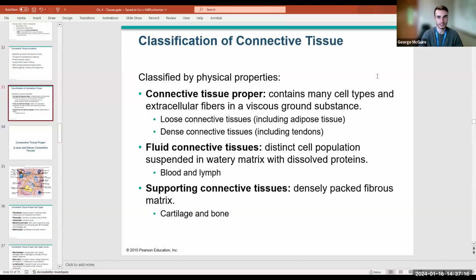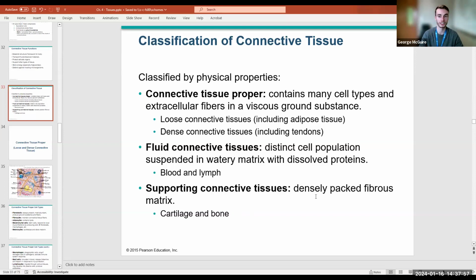So our main classifications of connective tissue are connective tissue proper, which generally has a close to even balance of cells to matrix. We then have fluid connective tissue, which has an extremely liquid matrix and is much more matrix and ground substance than it is cells and connective fibers. And then we have our supporting connective tissues, which are much more densely packed with those fibers, very, very little fluid, or at least extremely viscous ground substance where there is that fluid. And then cells are less important here.